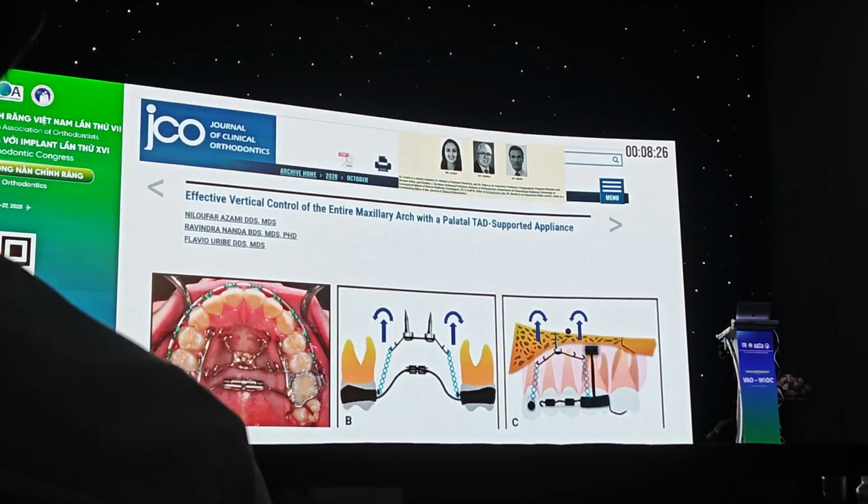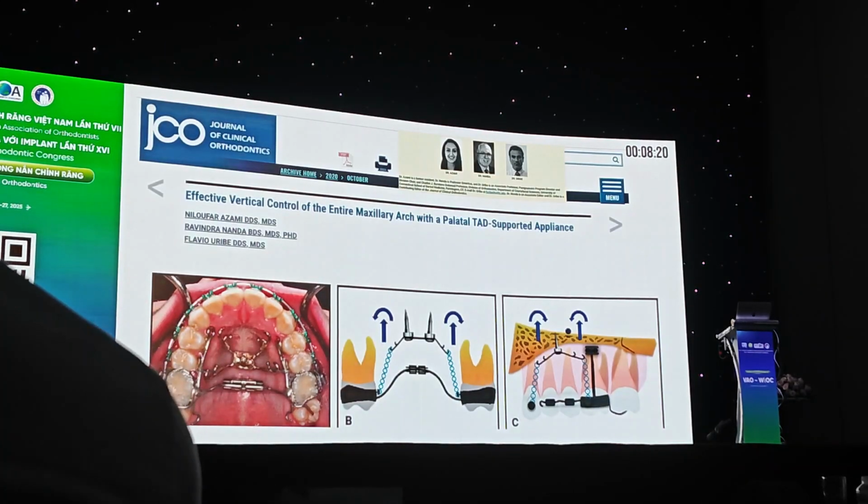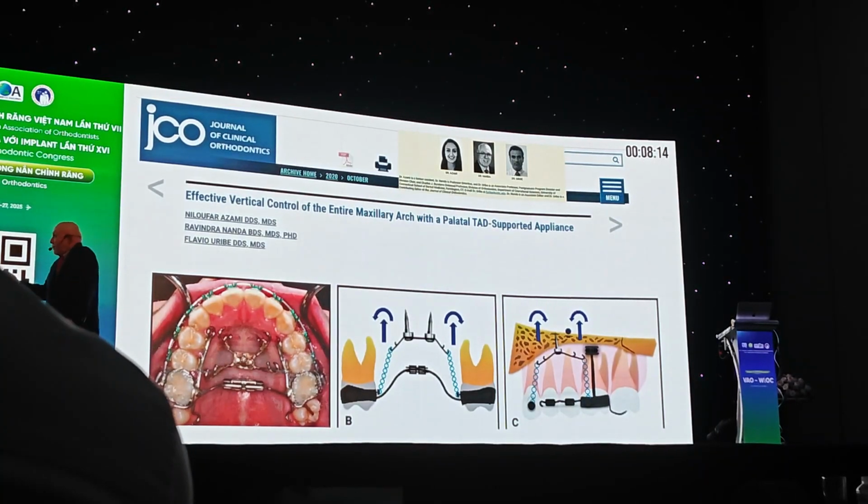This paper was published in 2020. My name is there because they like me, although I don't think I did much in this paper other than being their department head. But the concept is something which I love.